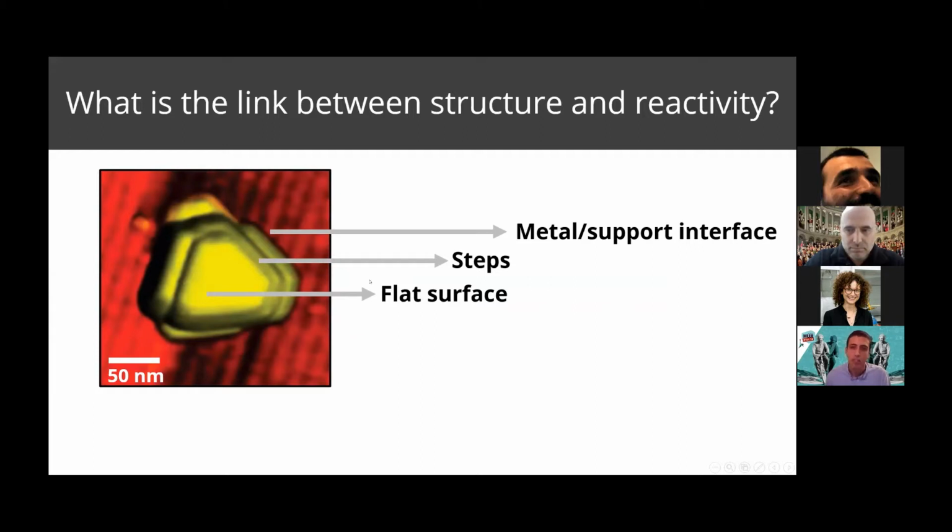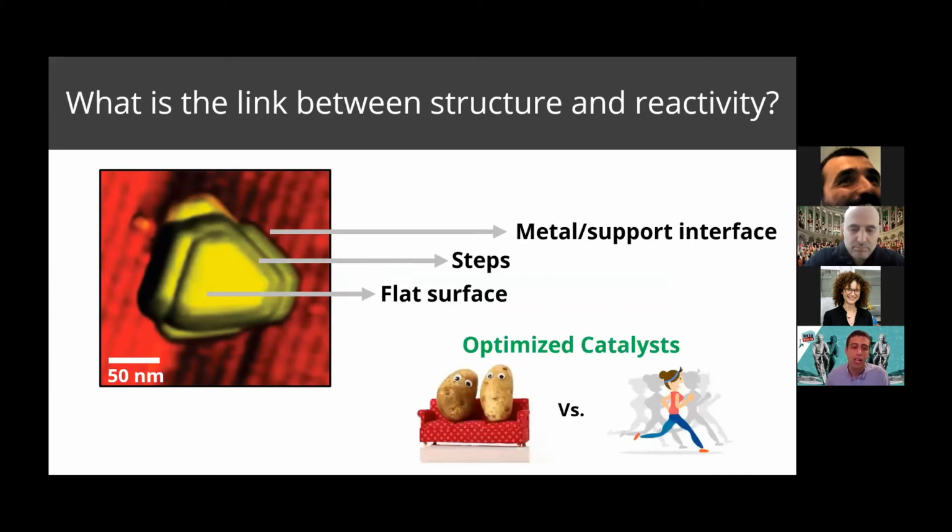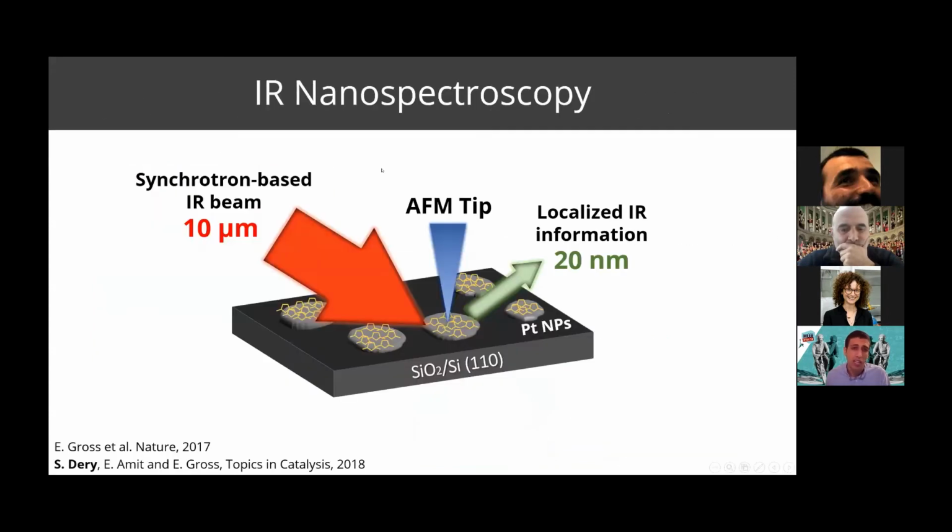And here lies one of the goals in heterogeneous catalysis. We want to create optimized catalysts. And the way to get there is to understand which are the highly active surface sites and which are sluggish. And of course, in order to do so, we need to identify catalytic processes in the nanoscale. For this reason, we use a cutting-edge technique termed IR nanospectroscopy.